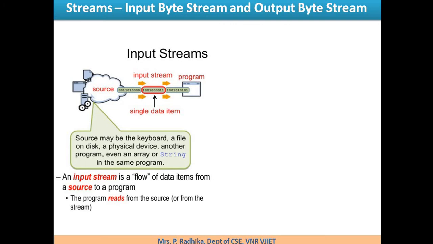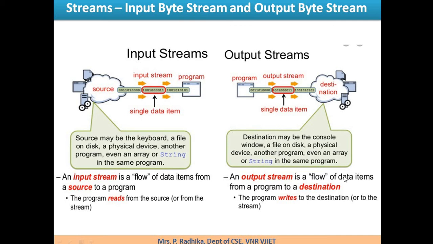And we have two types of byte streams. One is input byte stream and output byte stream. In input stream, it is a flow of data items from source to the program, as you can see here. And the source can be keyboard, file on a disk, a physical device, another program, array, or a string in the same program. Output stream is a flow of data items from program to destination. So this destination can be console window, a file on disk, a physical device, another program, even an array or a string in the same program.